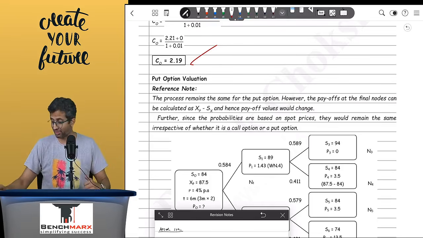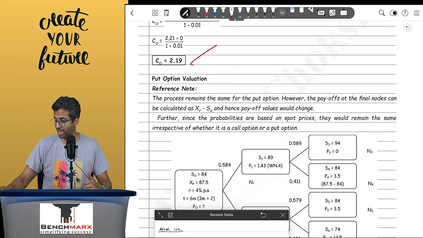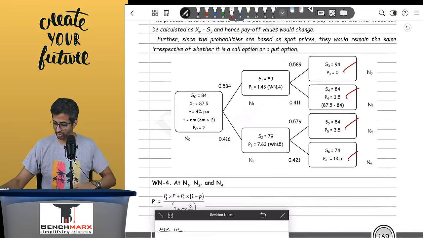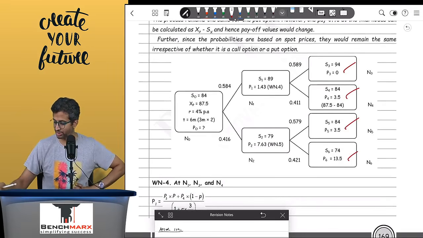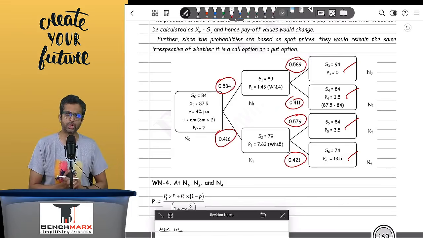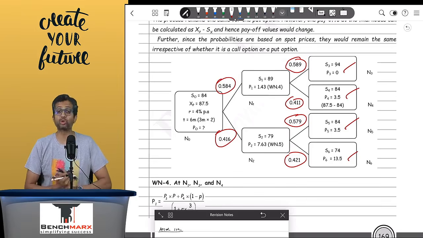If the price is 79, I'll definitely exercise and I'll get 79 minus 87.5, that is around 8.5. So if I go through these workings, this is 0, 3.5, 3.5, 13.5. Sorry, this was 74, so 74 minus 87.5, and this is 13.5. Now, you have already calculated the probabilities earlier, so let us assume you had calculated all of these probabilities earlier. Then you can apply those same methods.